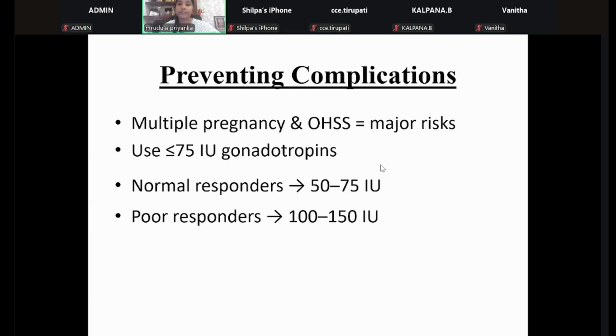So with gonadotropin use, there is a chance of multiple pregnancy and OHSS when a high dose of gonadotropins is used. So we usually use low doses, that is less than 75 or a maximum of 75 units of gonadotropins. Then in poor responders, you can use up to 100 to 150 units, to avoid the risk of multiple pregnancy and OHSS.